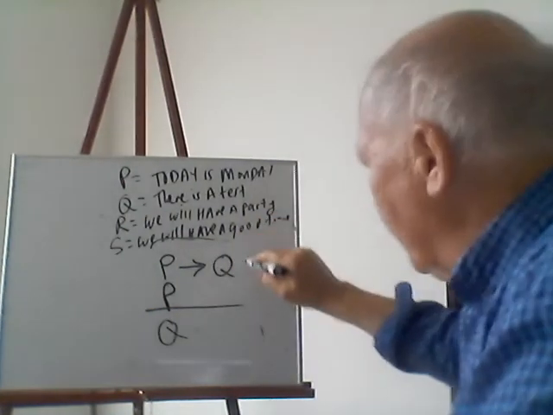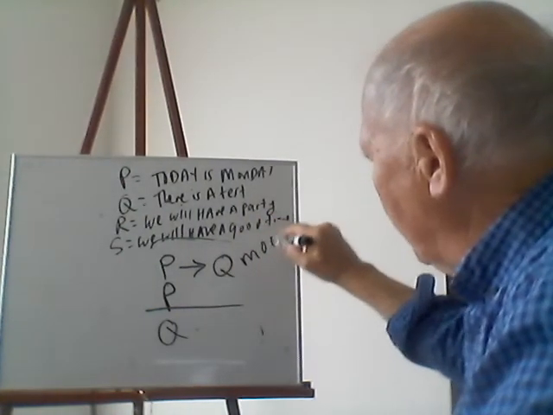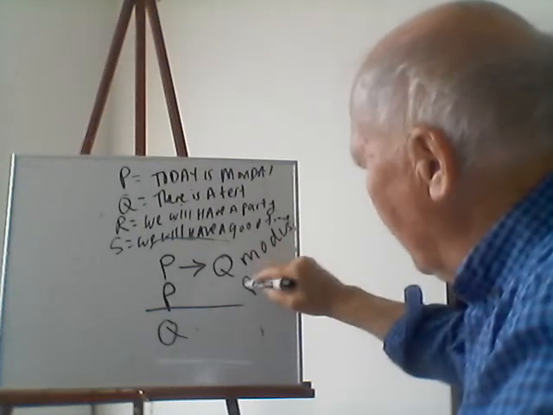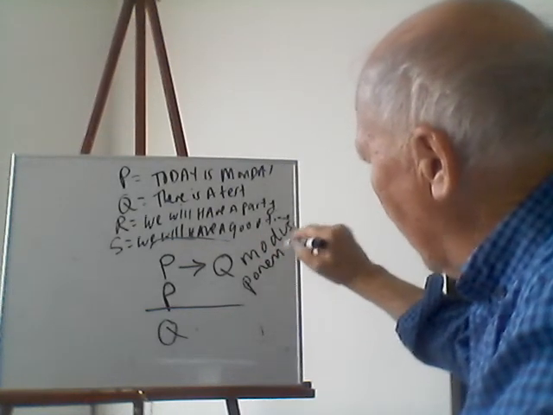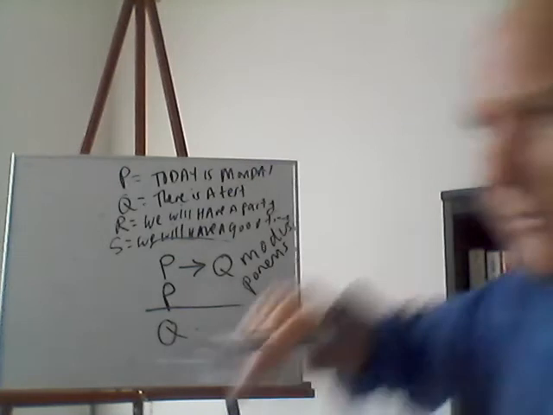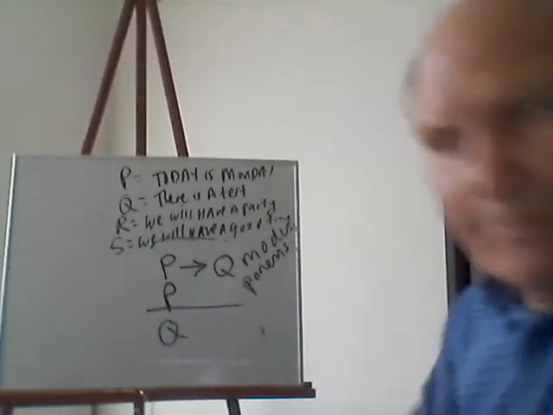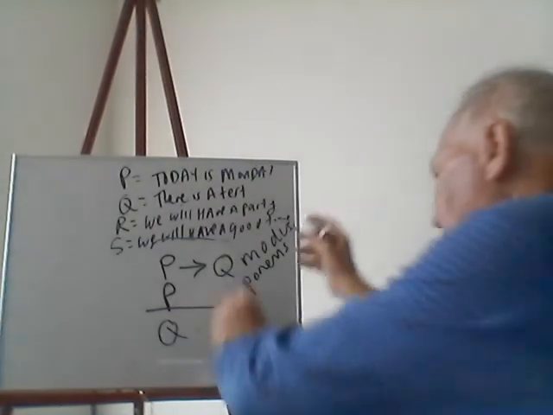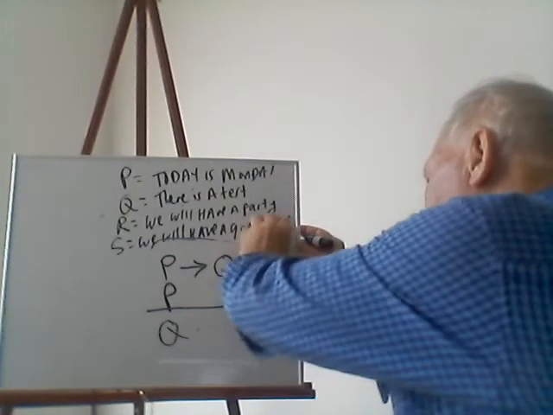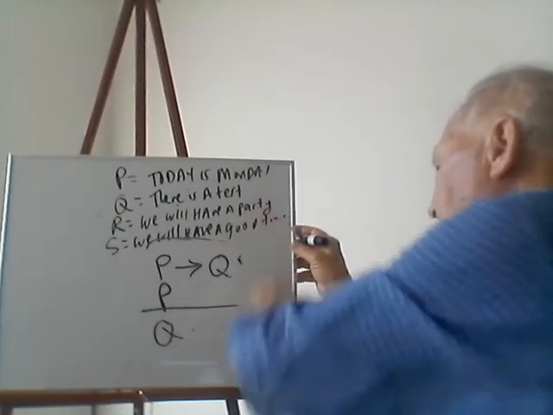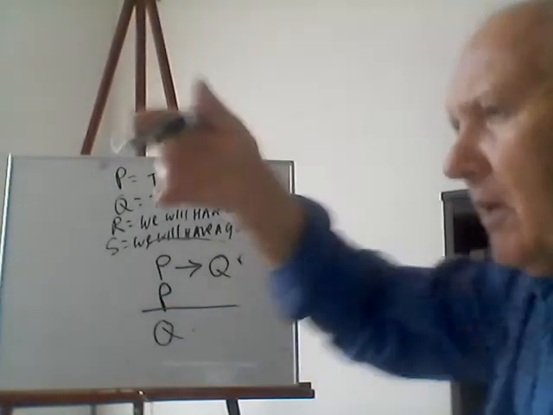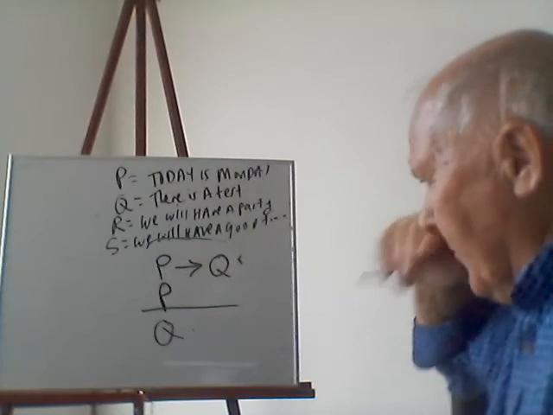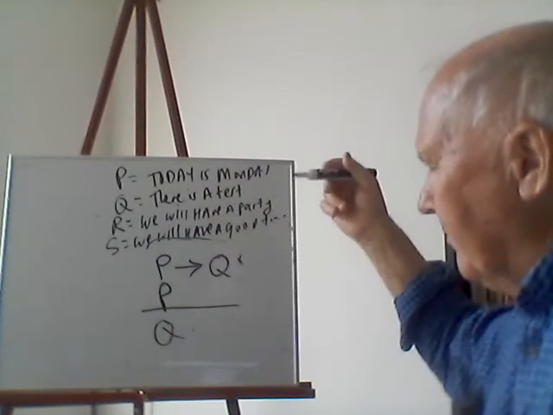This is called Modus Ponens. Any deductive argument that has this form is called Modus Ponens. That comes from Latin. The Romans were very good at formalizing arguments. If P then Q, P, Q. If A then B, A, B. The letters don't matter. These are called statement letters. This is a deductive argument form.